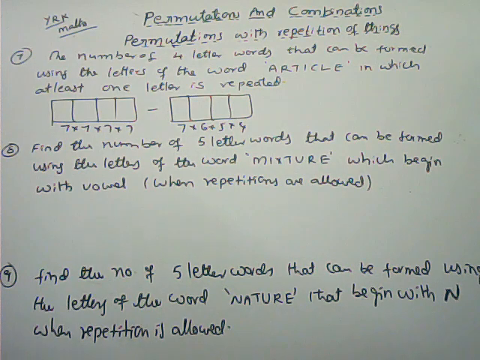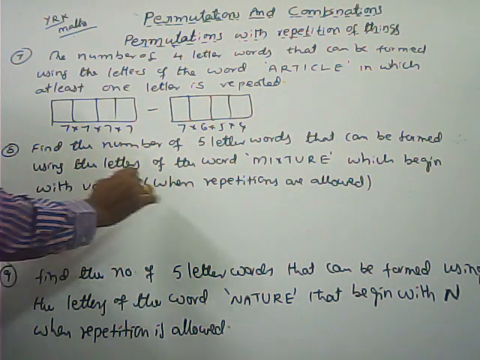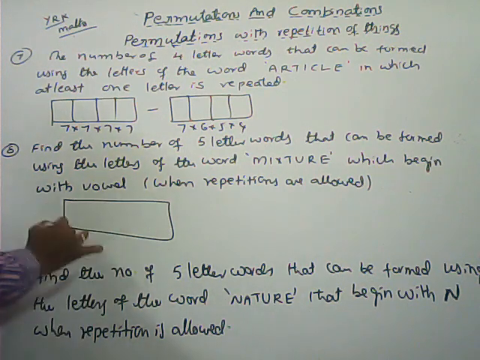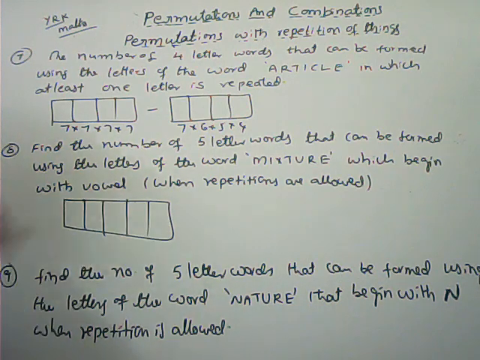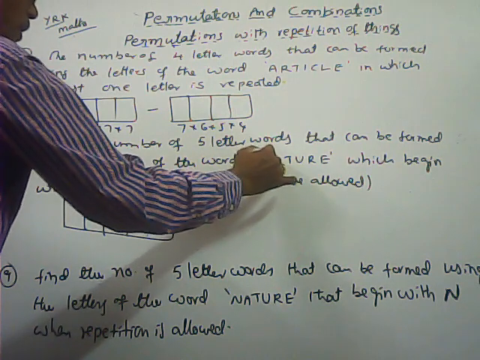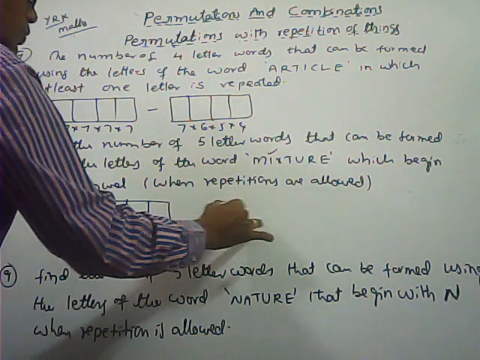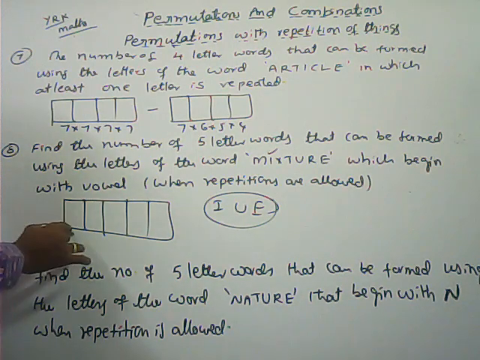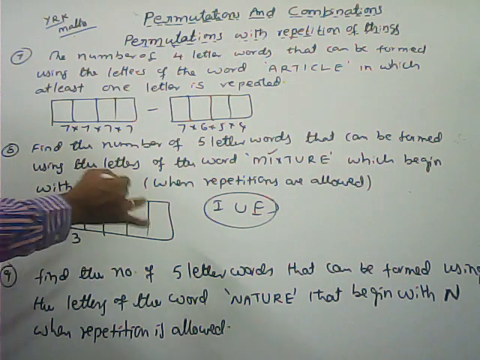Next one, find the number of 5-letter words that can be formed using the letters of the word mixture, which begin with vowel. When the repetitions are allowed. Here we want 5-letter words. 1, 2, 3, 4, 5. Here, what are the vowels are there? I, U, E. 3 are there. So here, first one can be filled with any one of the 3 ways. Either I or U or E you can keep.